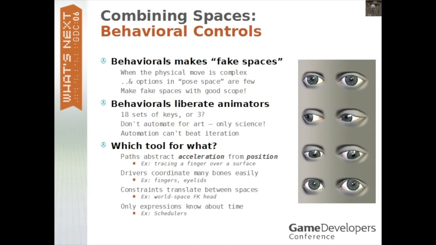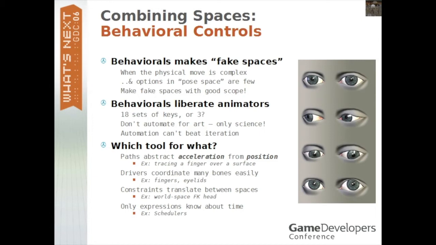So I said before that key scope, or rather spaces, don't always have to be physical. Now there's an infinite variety of things we can talk about here, so we can't go very deep. But basically what I want to argue is that you can make a fake space. You can basically reduce the number of options available to the animator using automation. And so I want to talk a little bit about what's a good time to do that and what's a bad time to do that.